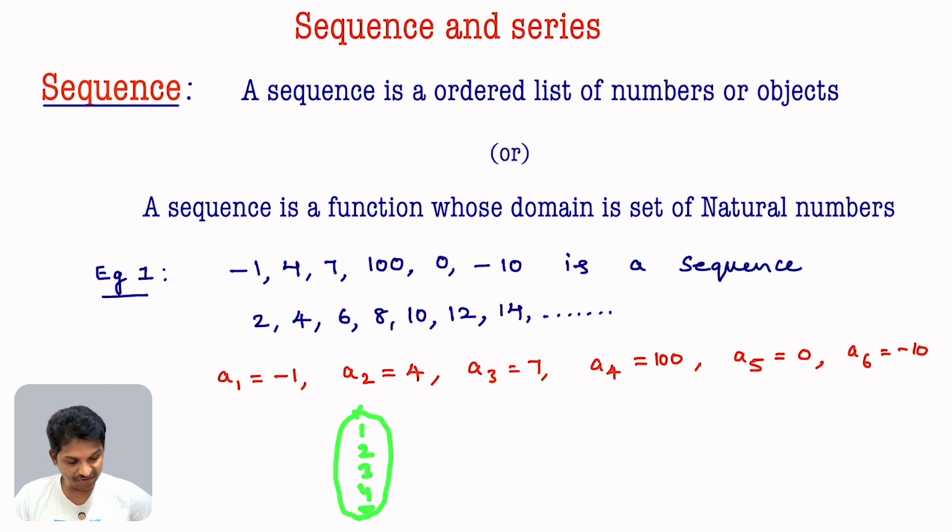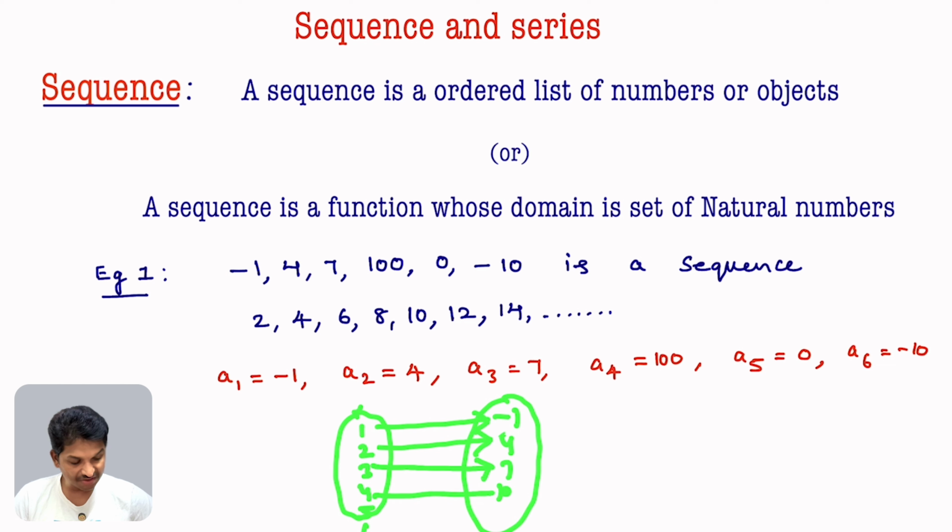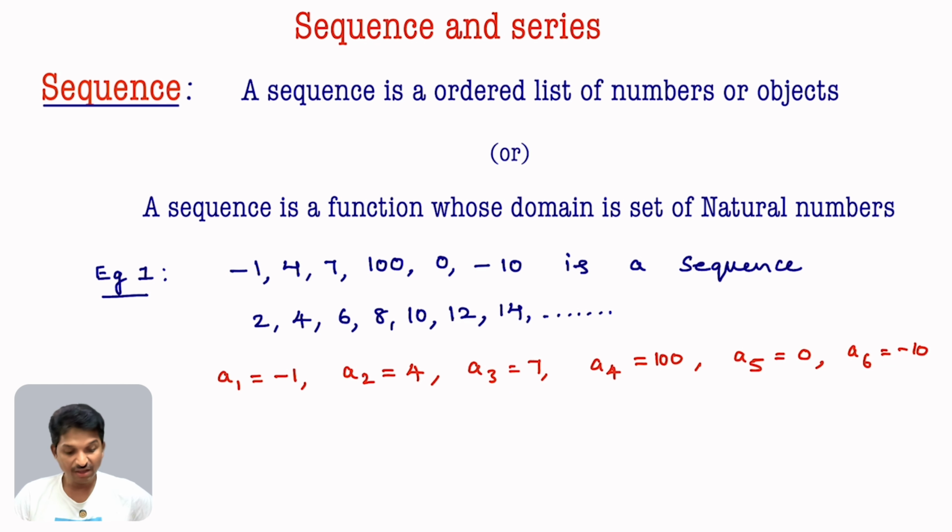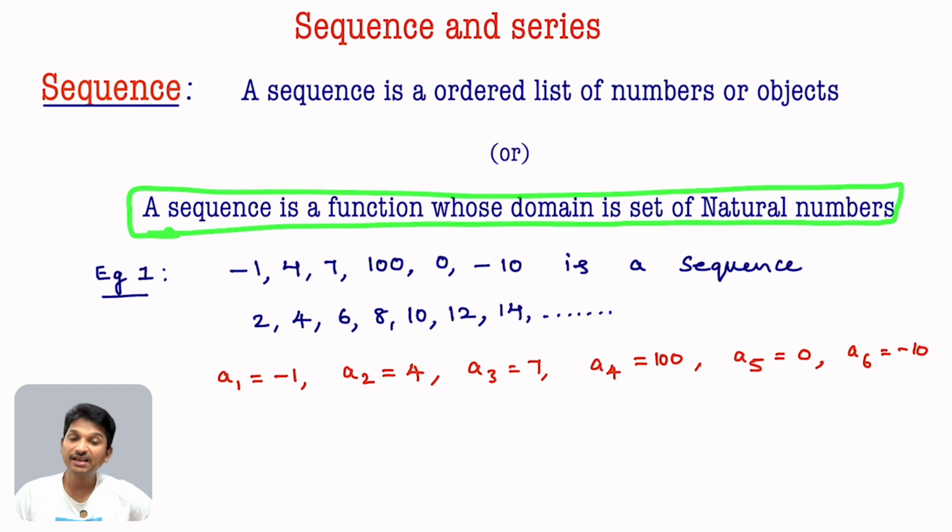And this side, it will be like this, -1, 4, 7. They map like this. First term is -1, second term is 4, third term is 7, fourth term is 100, fifth term is 0, like that, right? So you can easily understand a sequence is a function whose domain is set of natural numbers. Why do they mention it like this? Domain is natural numbers means it's an ordered list of numbers: first number, second number, third number, like that.